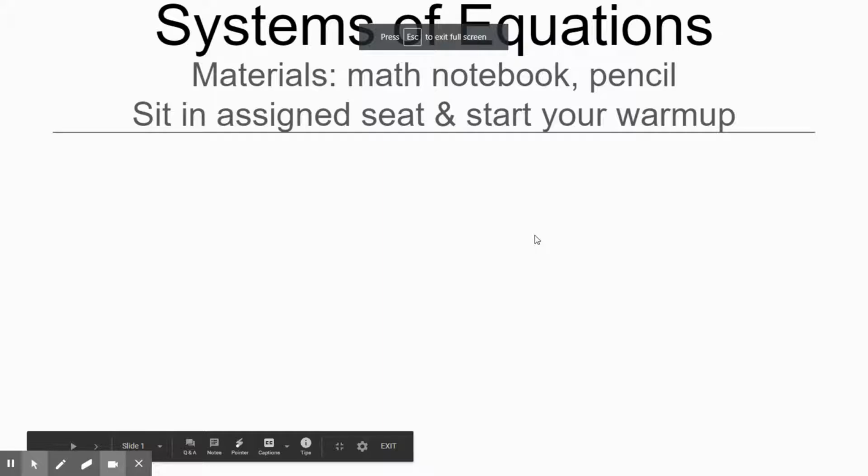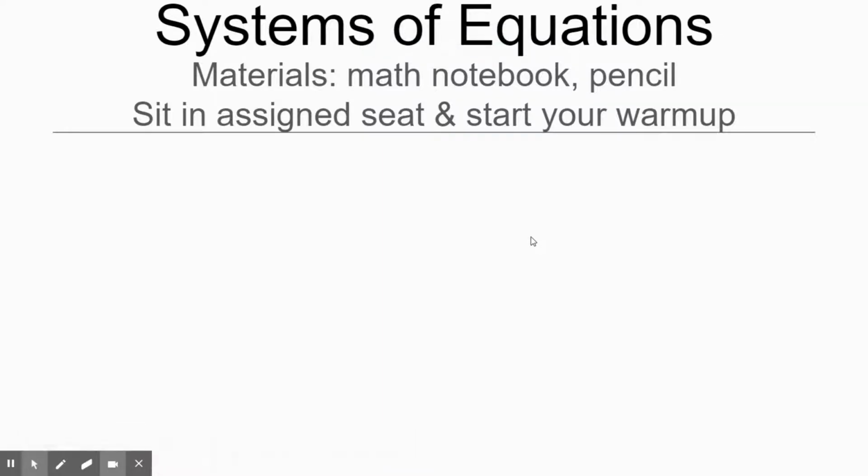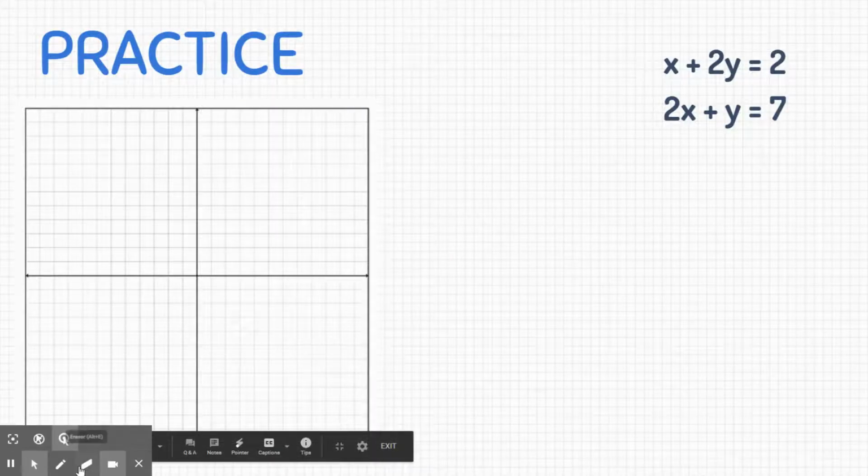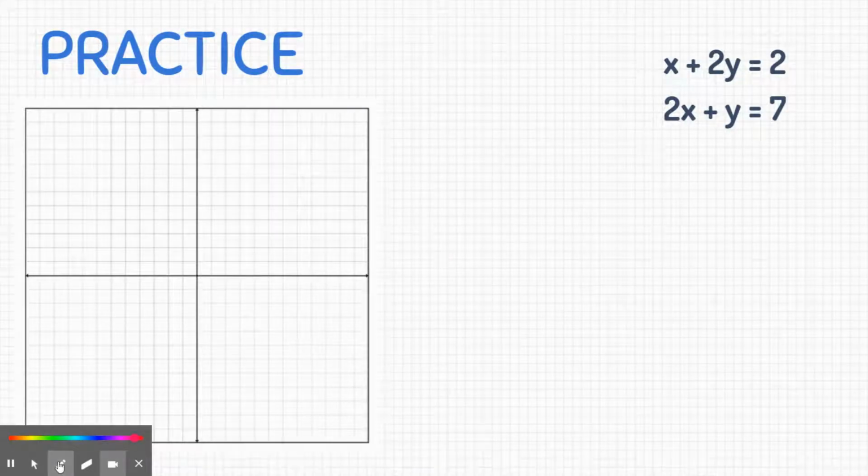We're going to go ahead and work on systems of equations, some more practice on our different systems. So we're going to be working on using substitution and using graphing for this. So we're going to start by reviewing the problems that were your homework from last night.